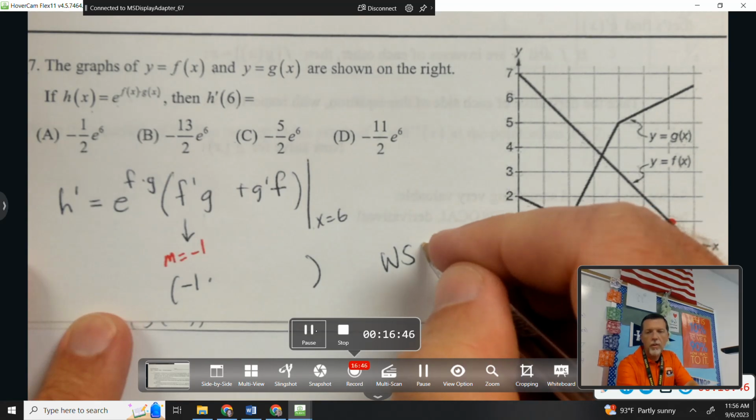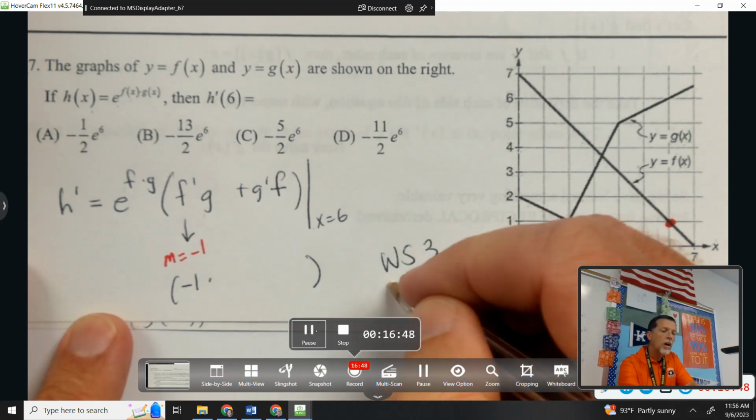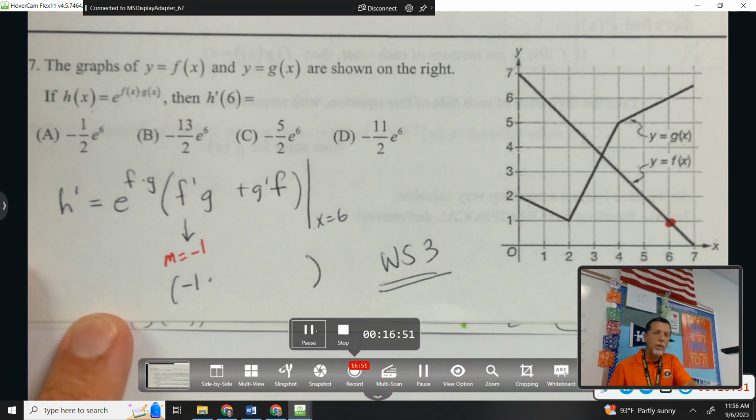Alright, we're on to worksheet 3. This will be due on Friday with a quiz up through this stuff and including this stuff.